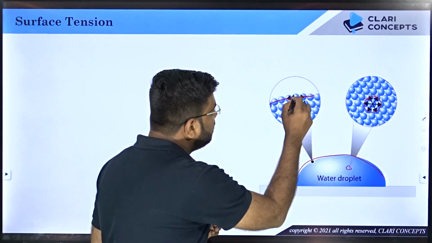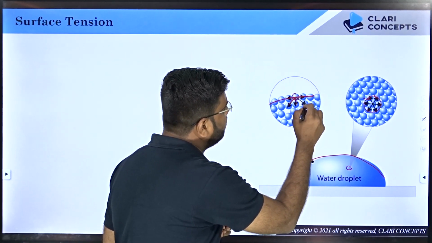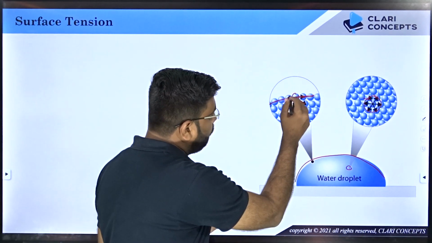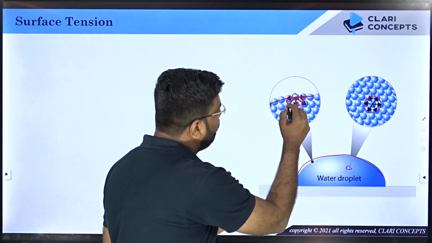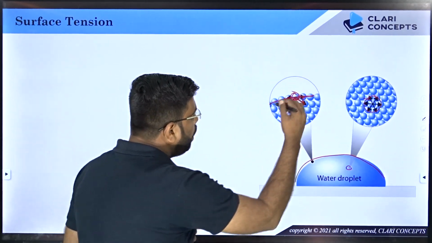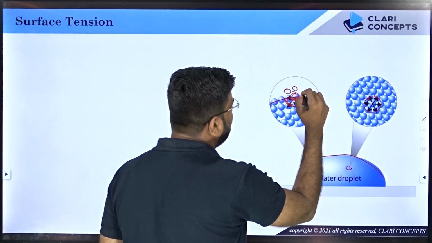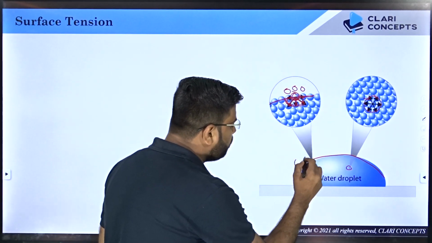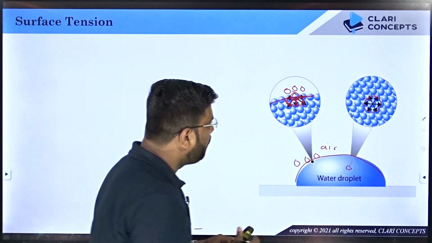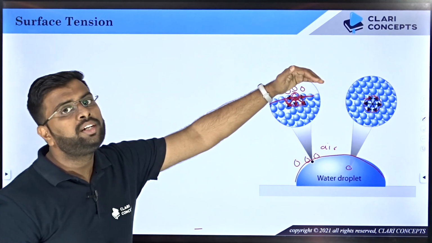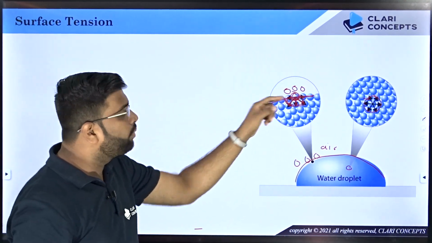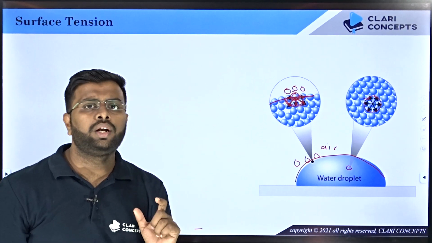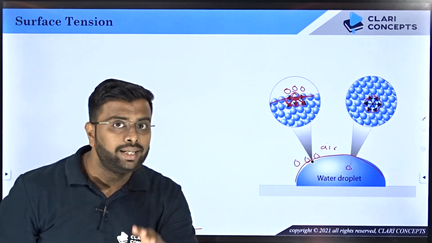You will see that this molecule over here is attracted by all the other water molecules, through the cohesive attractive forces, because it is surrounded by them. On the other side, we have different molecules. For example, if the droplet of water is open to the atmosphere, you will have air molecules above it. Air molecules will not have the kind of strong attractive force which water molecules have. So air is having a relatively weaker force compared to water molecules.